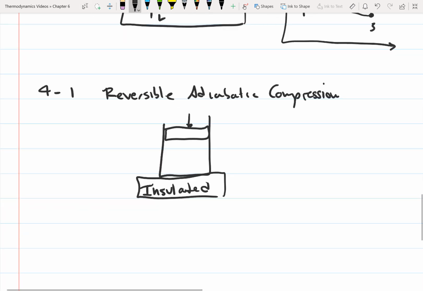What's going to happen as we're compressing the gas is the temperature is going to increase from T low to T high. So basically we're increasing the temperature from T low to the original temperature of T high, and the gas is going to be compressed in a reversible manner, which means that it's happening extremely slowly. So this process is going to be quasi-static, and that basically just means that it's happening really slow.